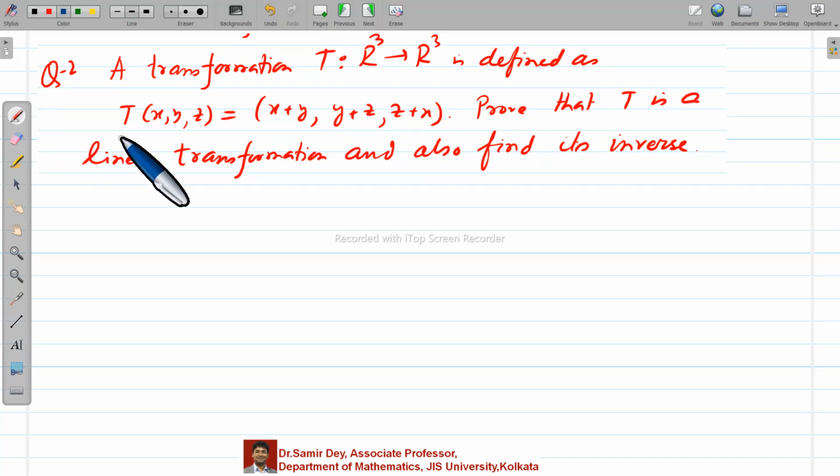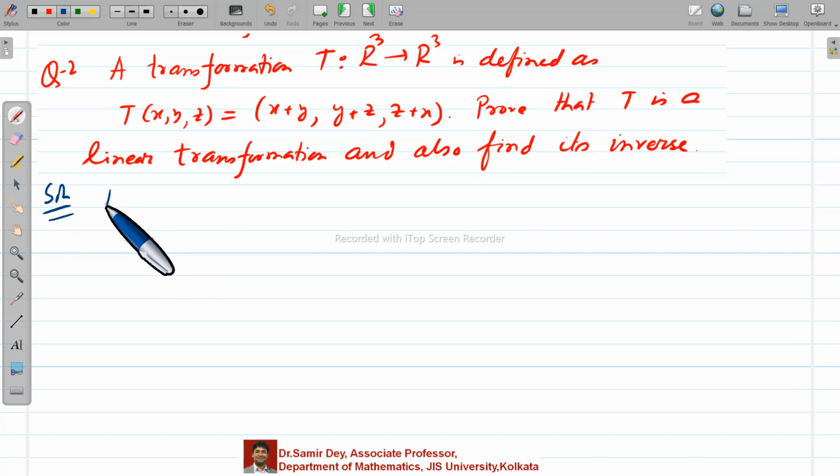Question number 2. A transformation T from R cube to R cube is defined as T of x, y, z is equal to x plus y, y plus z, z plus x. Prove that T is a linear transformation and also find its inverse. That means you need to calculate the inverse linear transformation. So here this portion is extra. You already know how to prove a linear transformation. Okay, the same process you continue, that is the solution.